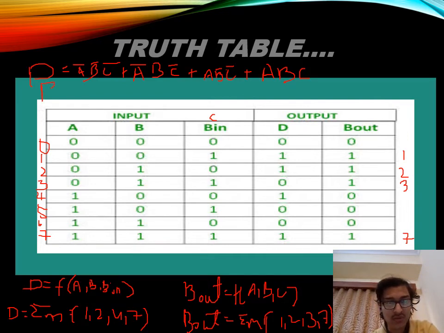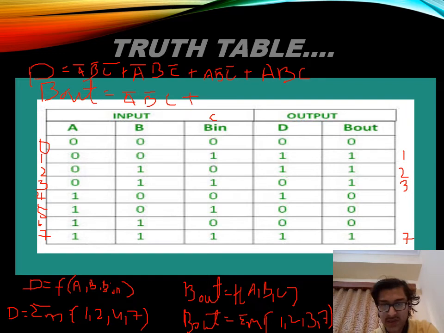Now for borrow, I can write B out equals, for the first minterm, which is 1. So 1 we can write as A bar, B bar, C. This is the simplification I am doing.